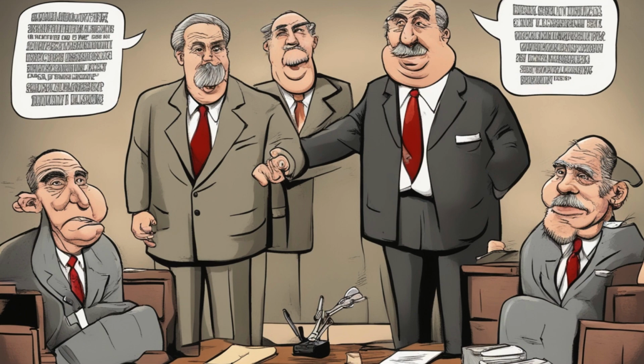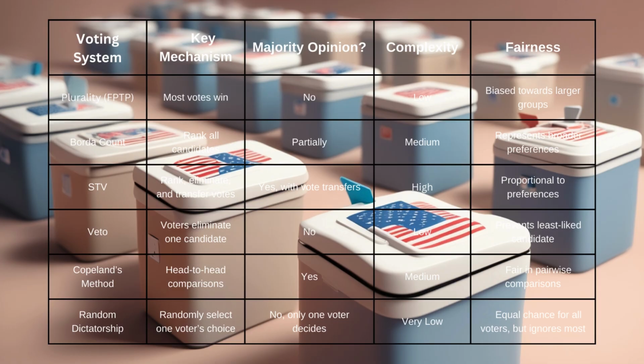For example, with 5 voters and 3 candidates, a random voter is picked, and their choice becomes the final decision, ignoring the rest. Random dictatorship differs from plurality, Borda, or STV by ignoring most voters' preferences and relying on chance. While fair, as every voter has an equal chance to decide, it's unpredictable and lacks the sophistication of systems like STV or Borda, which better reflect overall preferences.